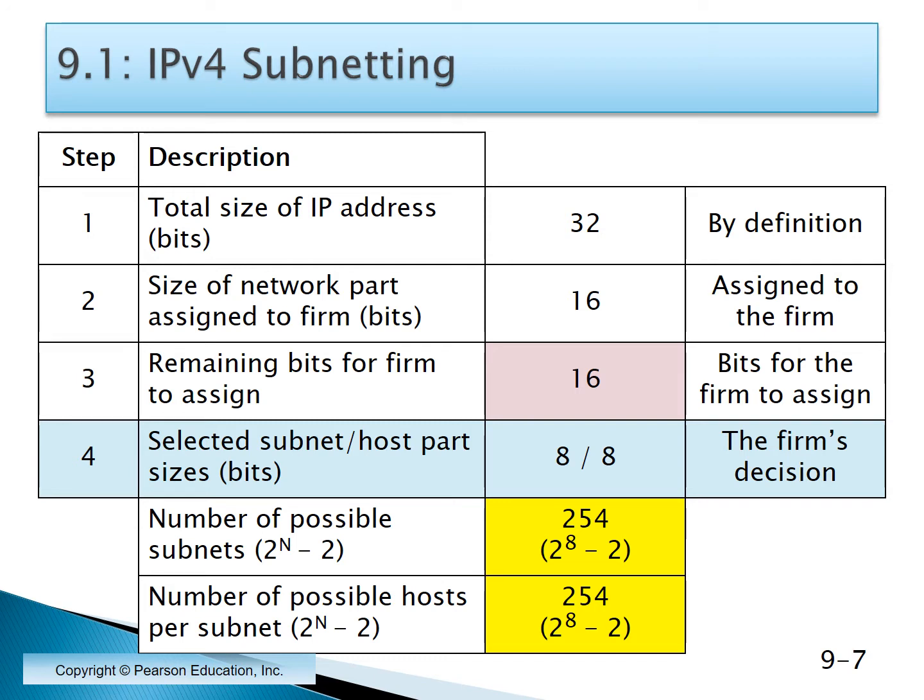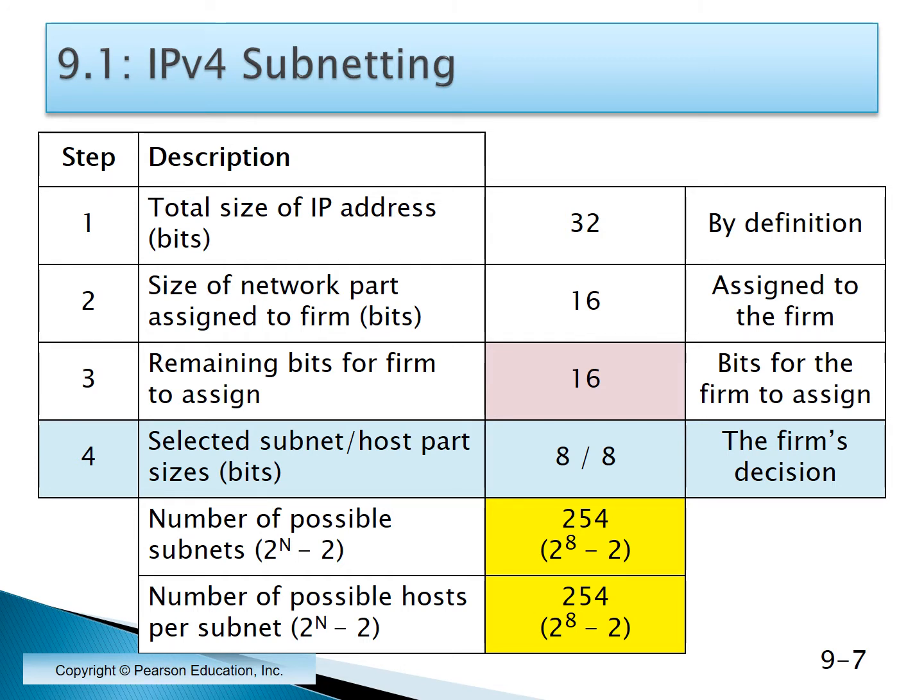You can decide, for example, I want 8 bits for the subnet part and 8 bits for the host part. Then what will happen is that you have 2 to the power 8 minus 2, that is 254 possible subnets. And then you have 254 possible hosts per subnet. Right? So each part has 8 bits. So that's the firm's decision.